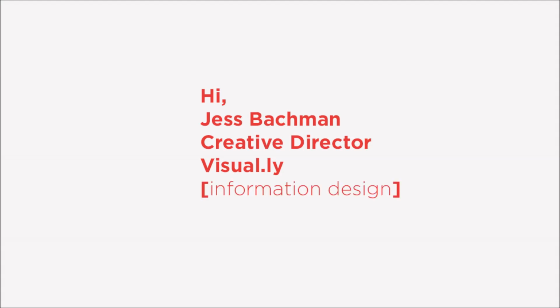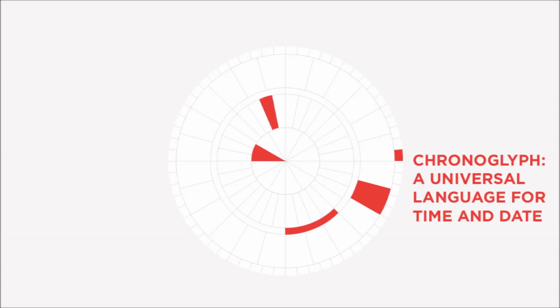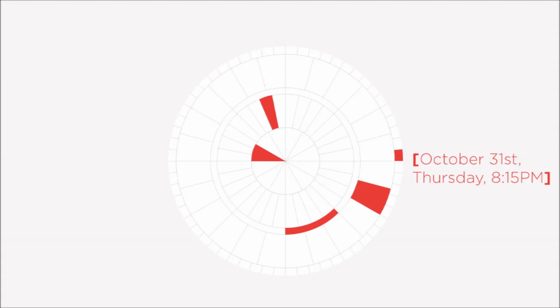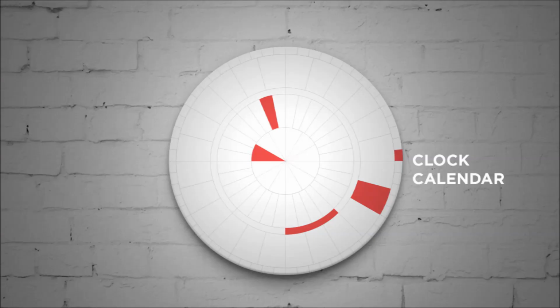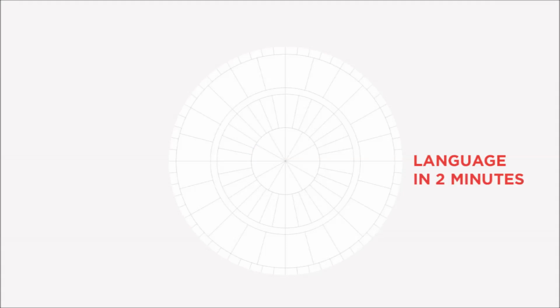We do information design. This is my birthday, May 20th, and this is the Chronoglyph, a universal language for time and date. It currently shows October 31st, Thursday, 8:15 p.m. But it could also be a clock and a calendar. But I'm going to teach you the language in 2 minutes.